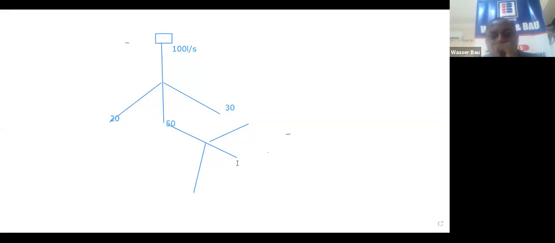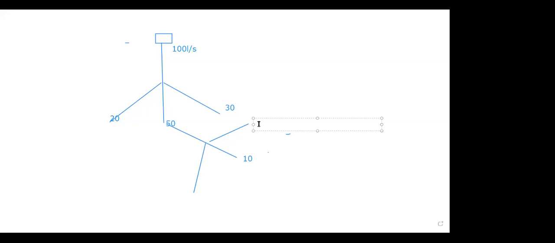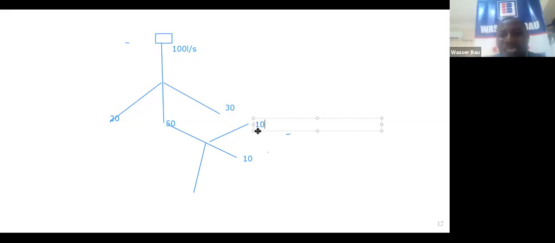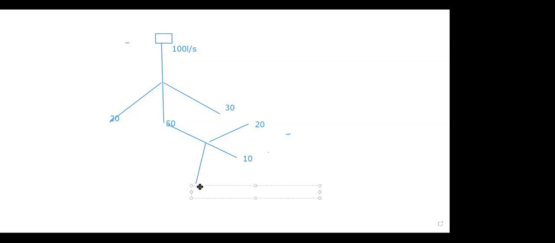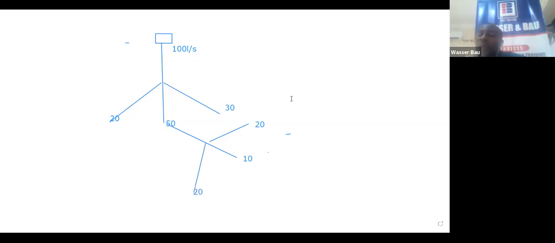Then this 50 continues. And when it gets here, it drops 10 here and drops 20 here. Automatically, here must be 20. So that is how it works.